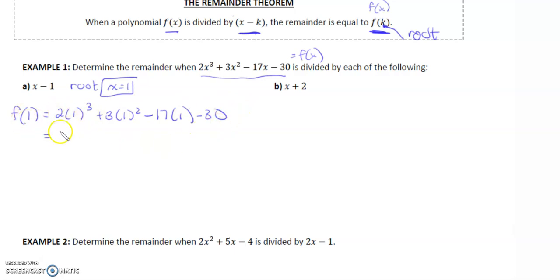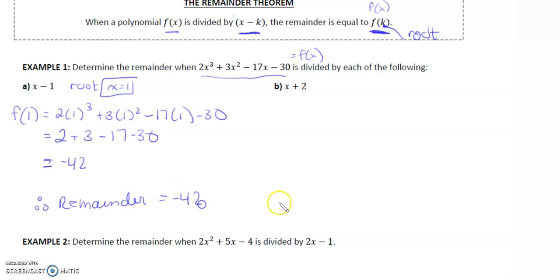So 2 times 1 cubed is 2. 3 times 1 squared is 3. Negative 17 times 1 is negative 17. And then we just bring down the negative 30. When we put this into our calculators, we get negative 42. So therefore, the remainder equals negative 42. Okay, that's it.